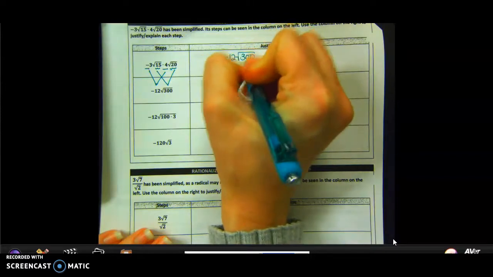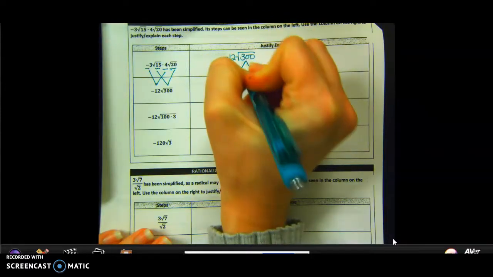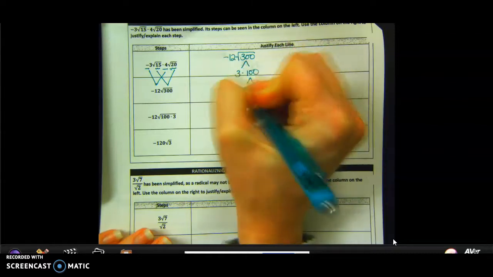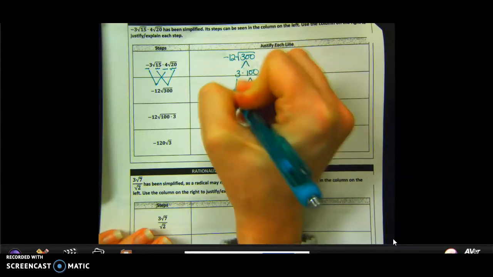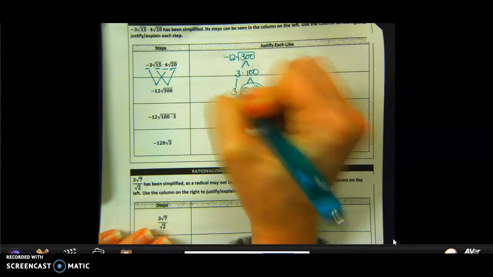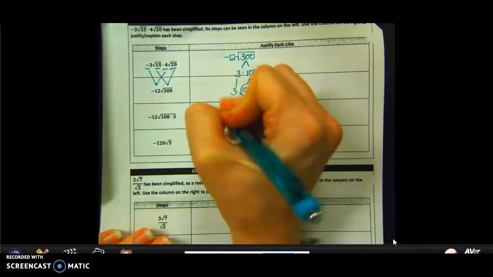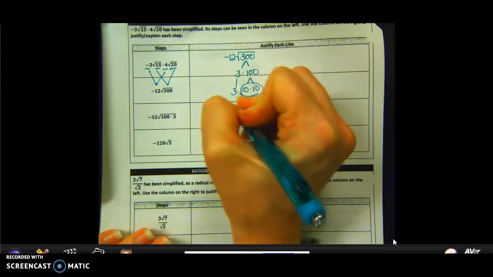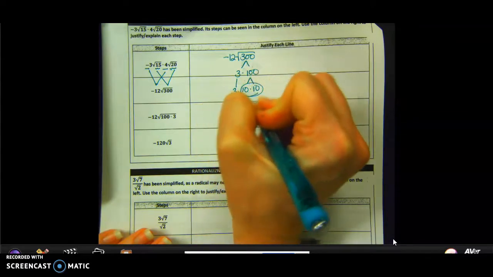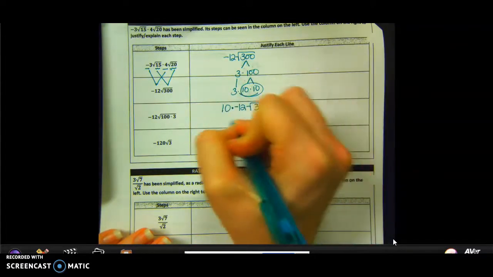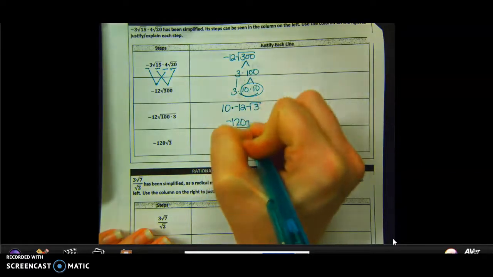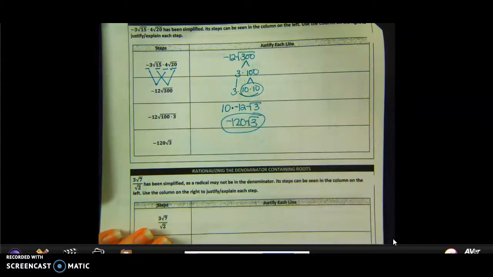So I'm going to break down 300. That breaks down to 3 times 100. This breaks down to 10 times 10. Bring my 3 down. I'm going to stop there because I have a pair with a prime number. So a 10 comes out. I already have that negative 12 on the outside, but I have square root of 3 left on the inside. So 10 times negative 12 is that negative 120 on the outside, square root of 3, and that is your final answer.